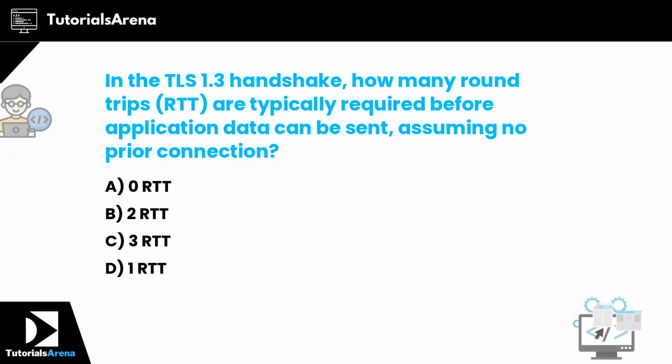In the TLS 1.3 handshake, how many round trips, RTT, are typically required before application data can be sent, assuming no prior connection? The correct answer is option D, 1 RTT.